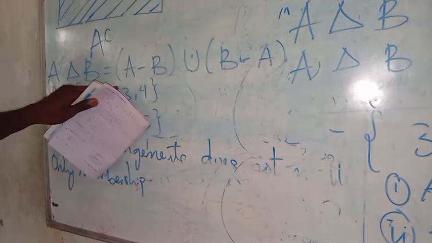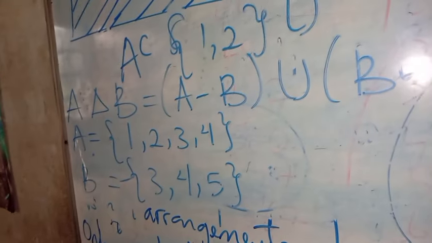You first find A minus what? B. Yeah, do that and tell me the answer. From this side, A minus B: 1, 2. That's the correct answer. Now B minus A: 5. Then that means A symmetric difference B is what?